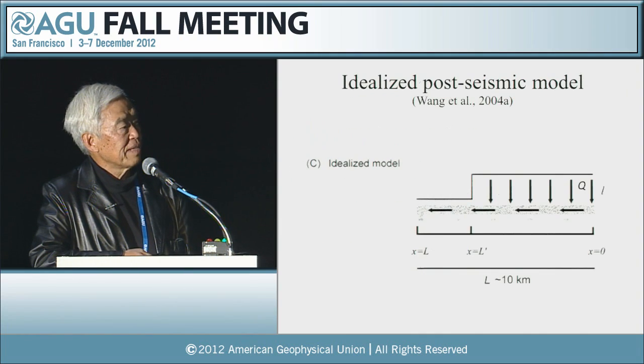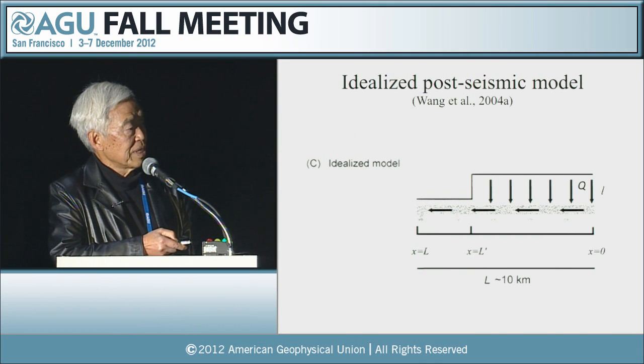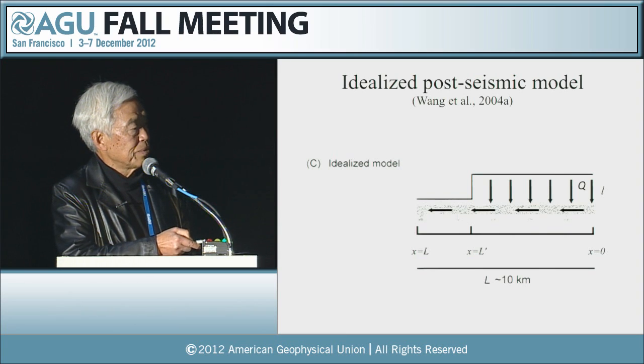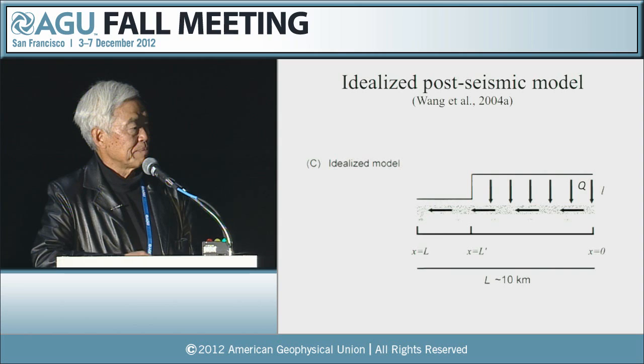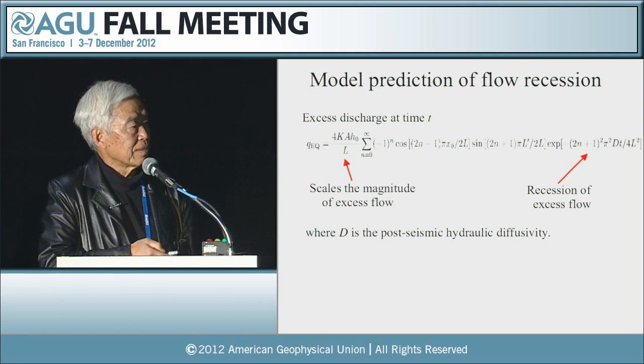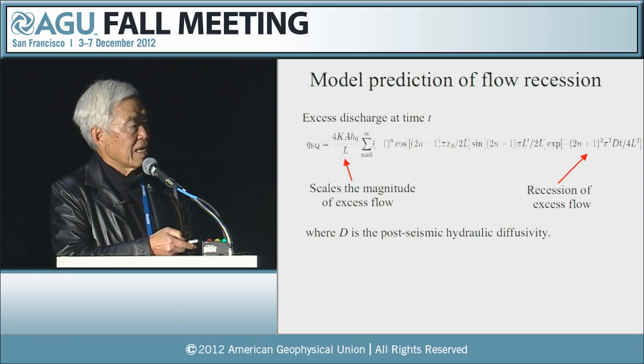And so we simplified the conceptual model by this idealized post-seismic model. That is, in the recharge area, we have this increased recharge at the time of the earthquake, which recharged the aquifer and increased the flow to the sedimentary basin. And here we show a relation from that simplified model, the recession of the excess flow given by this relation. You can see the exponential dependence on time.